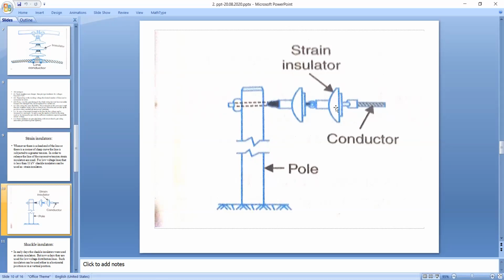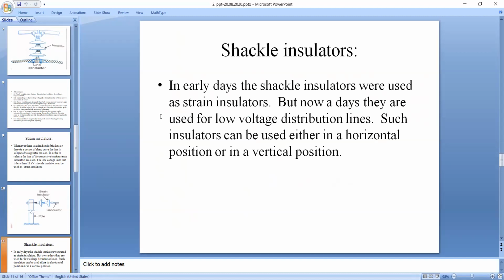But these are placed horizontally. Previously in suspension type insulator, you saw that they were placed vertically. Here they are placed horizontally, and at the bottom end of the string, you will have the conductor. So this arrangement ensures that the tension which is developed on the conductor slightly reduces. And ultimately, you will have shackle insulators.